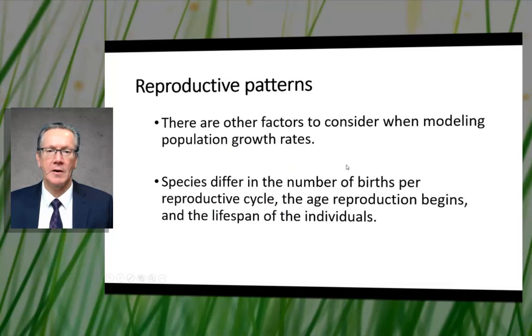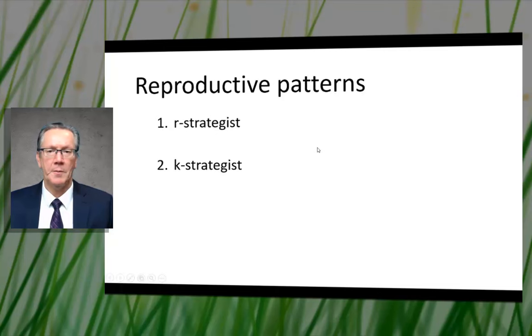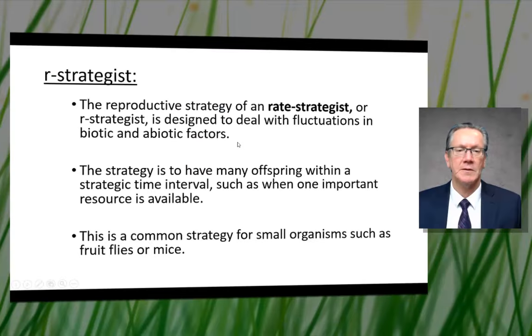Reproductive patterns. There are other factors to consider when modeling population growth rates. Species differ in the number of births per reproductive cycle, the age reproduction begins, and the lifespan of the individuals. Reproductive patterns are R-strategist and K-strategist.